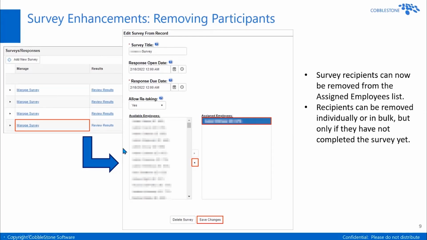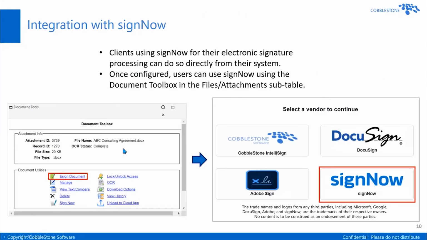Lastly, we now have an out-of-the-box integration with Sign Now, another e-signature platform. So if you're on the Files and Attachments table, you click on a document or the red toolbox, click e-sign document. And now among IntelliSign, DocuSign, and Adobe Sign, we now offer Sign Now. It works functionally the same as DocuSign or Adobe Sign, where you have to have a license with that signature provider.